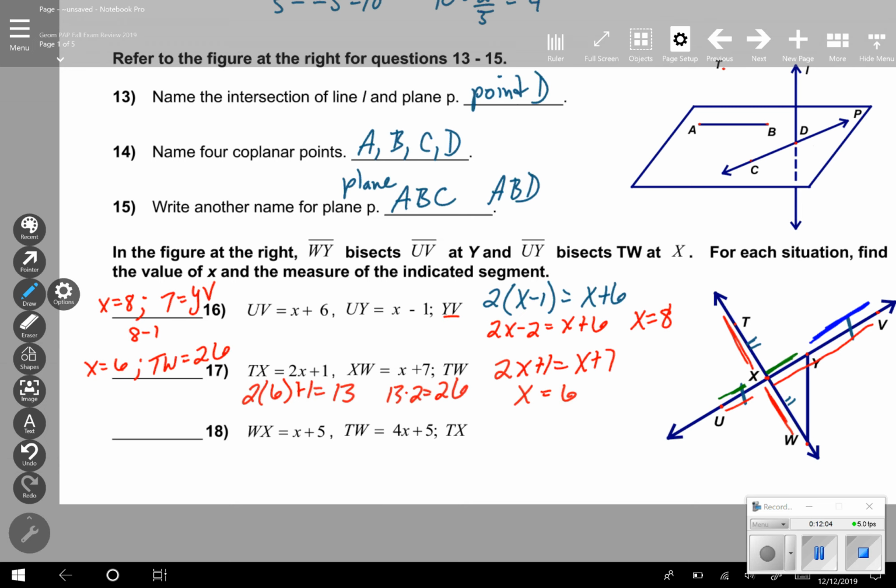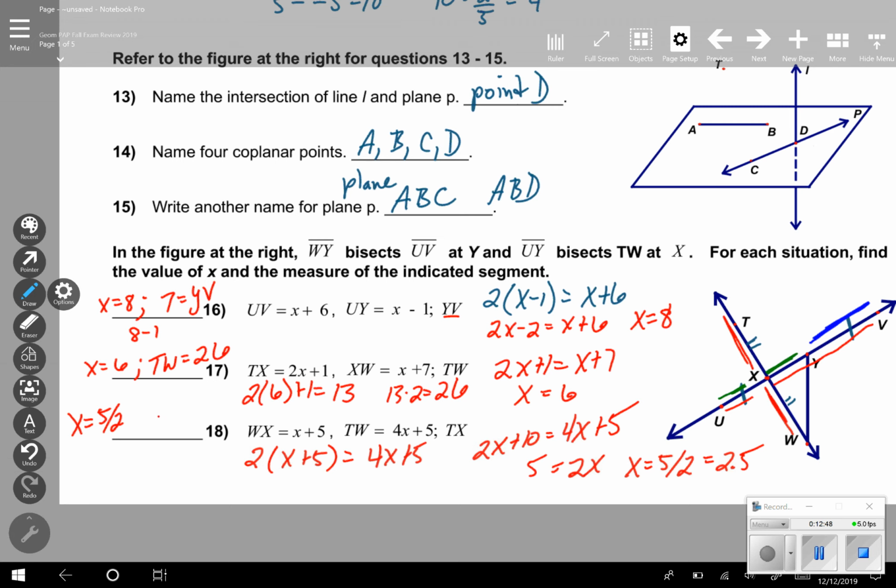Okay, next piece. It says WX is x plus 5 and TW is 4x plus 5. WX is half the line. TW is the whole line. So 2 times half of it is equal to all of it. So we get 2x plus 10 is equal to 4x plus 5. Take away 2x from both sides, so we'll end up with 2x over here. Take away 5 from both sides, and you get 5. Divide by 2, so x is 5 over 2, which is 2.5. So there's x.